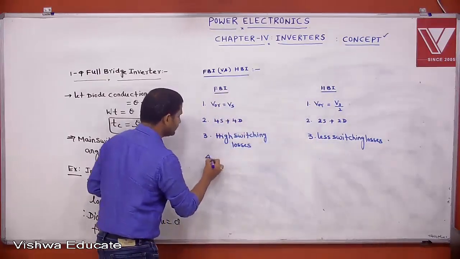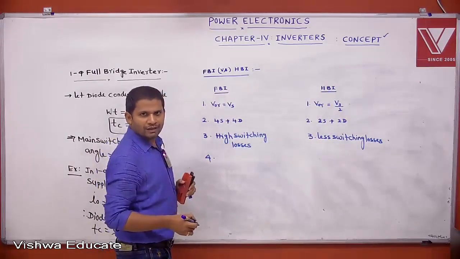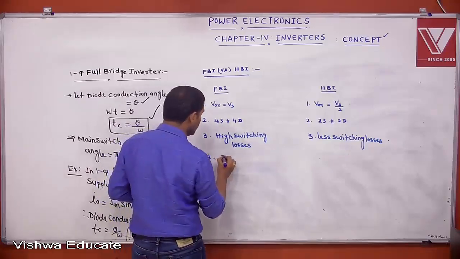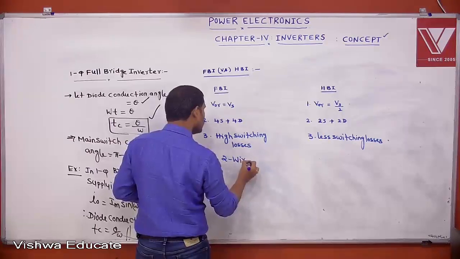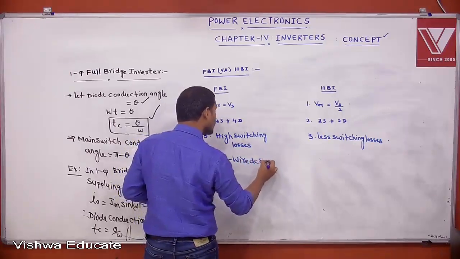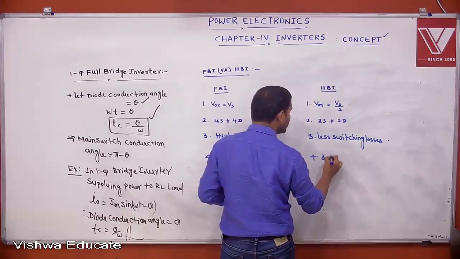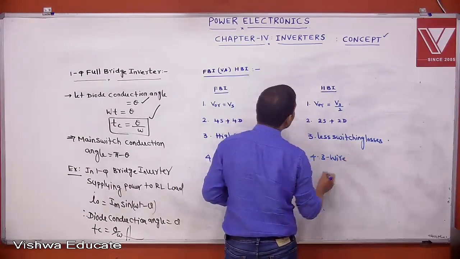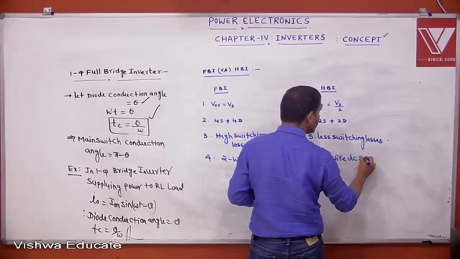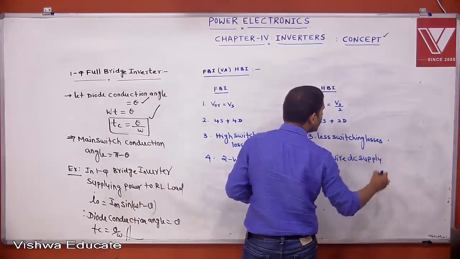Next, it requires, I told already, sorry, the full bridge inverter requires a 2-wire DC supply. But the half bridge inverter requires a 3-wire DC supply. I told you this is high cost. Because of the 3-wire DC supply, the cost is high.